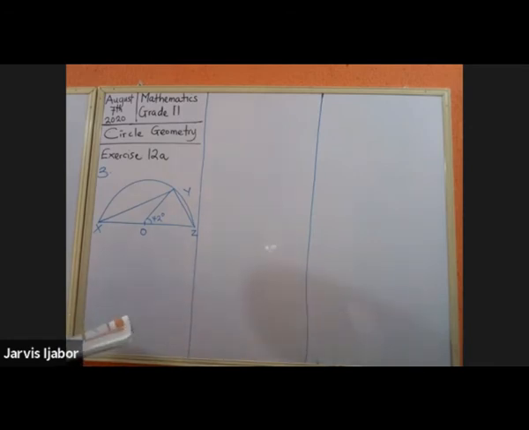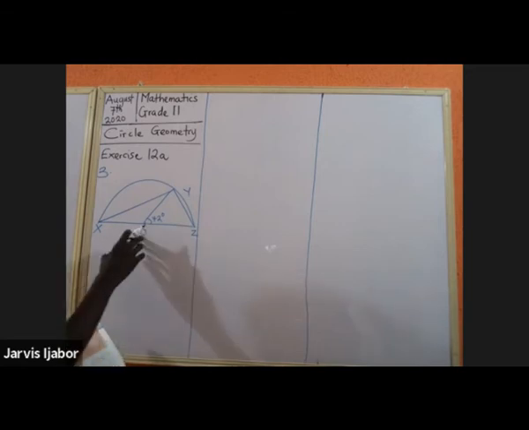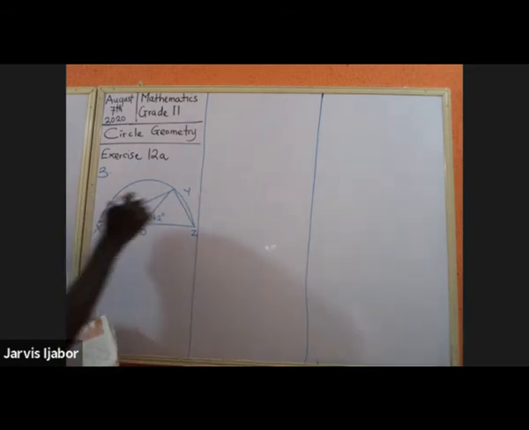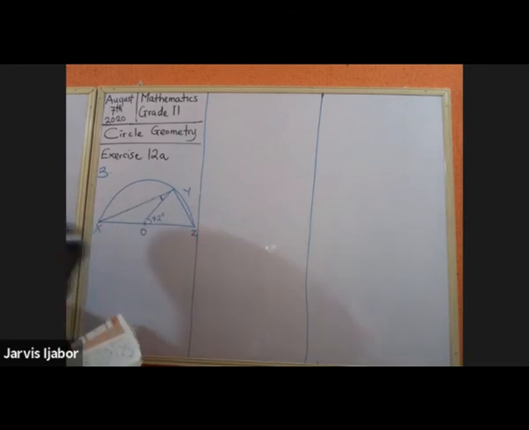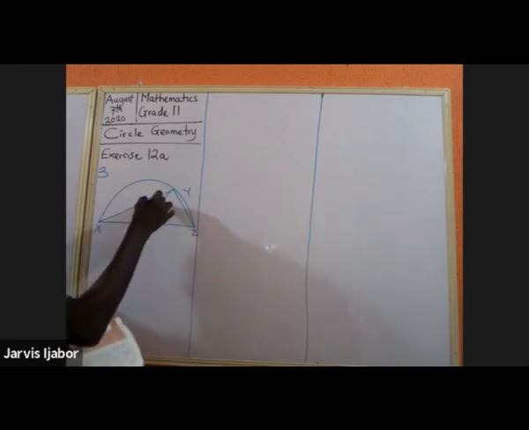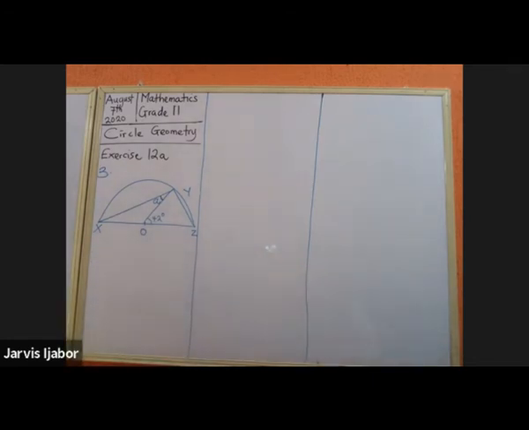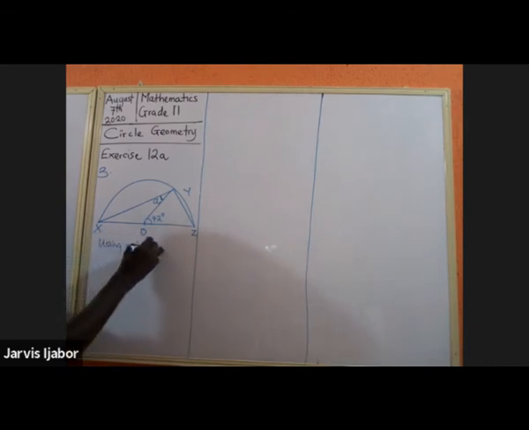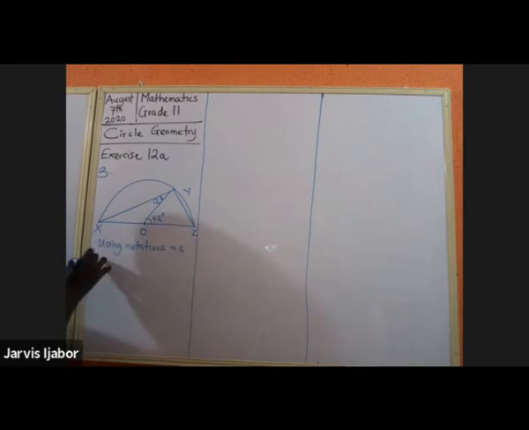So I'll read the question. It said in figure 12.8, OXYZ is a semicircle. If angle YOZ is 42, calculate angle OYZ. OYZ means the angle at Y. I always prefer to use small letters, so I'll just call that one A. It's my method. So I'll just say using notations as in diagram.